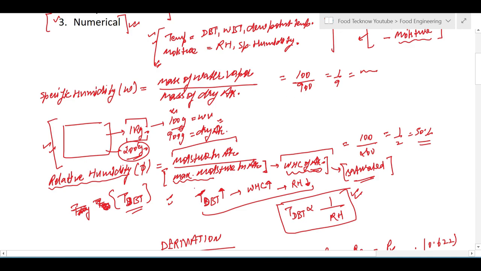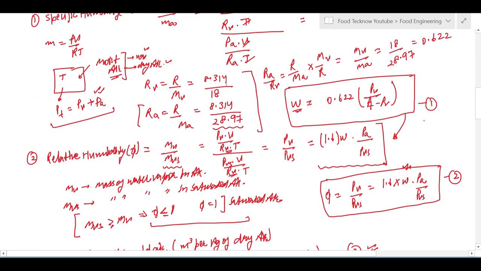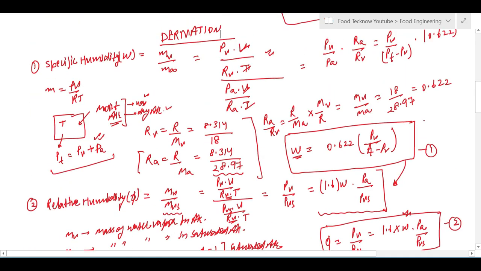Similarly we calculated the relative humidity, which is equal to moisture in air divided by the water holding capacity of the air. It means when the air is saturated, it is the maximum water that the air can hold. Let's suppose it is 200, so 100 by 200 comes out to be 50% relative humidity. After that we derived formulas for the specific humidity and the relative humidity.